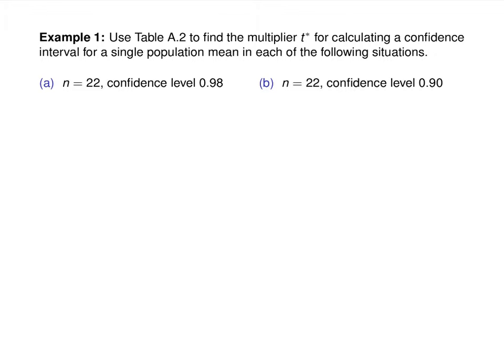Okay, so what are the degrees of freedom going to be? Yep, this will be df equals 21, and we will have a 98% confidence level. So in your 21 row, go over to 0.98. 2.52. And how about if that confidence level changes to 0.9? 1.72, yep.